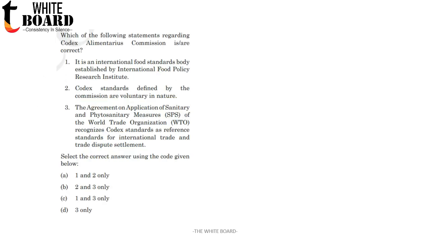The next question is regarding the Codex Alimentarius Commission. I think this is from the WTO section. In the static portion, in the economy module, I have covered the WTO thoroughly. So I had also taught the Codex Alimentarius Commission there. It is an international body of standards established by the International Food Policy Research Institute. So this is a made-up name. It was created jointly by the FAO, the Food and Agriculture Organization, which is a UN body, and the WHO. Codex standards defined by the Commission are voluntary in nature.